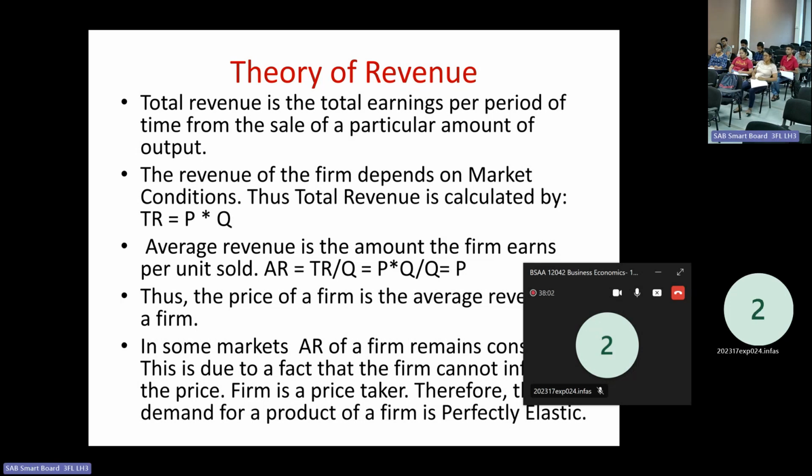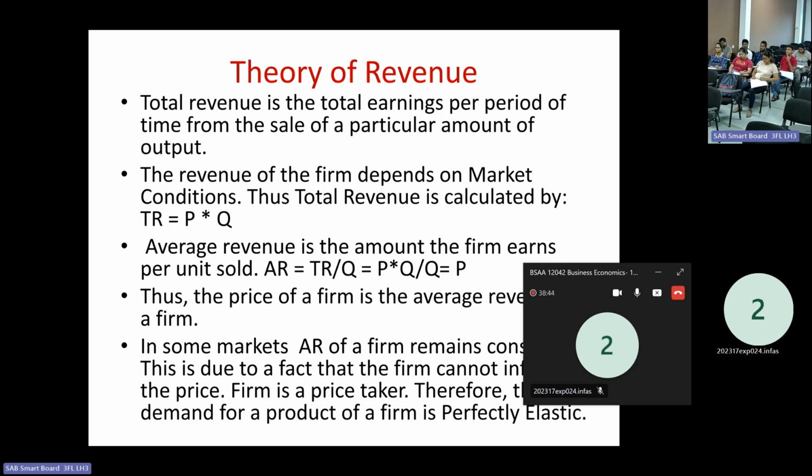And if we go back to the average revenue, what does average mean? Now we talk about the average cost, variable cost, fixed cost. What does average mean? That is per unit. So average revenue is the firm's earnings per unit. That is the ratio between the total revenue and the quantity. If you divide the total revenue by the quantity or the market demand, that is the average revenue.